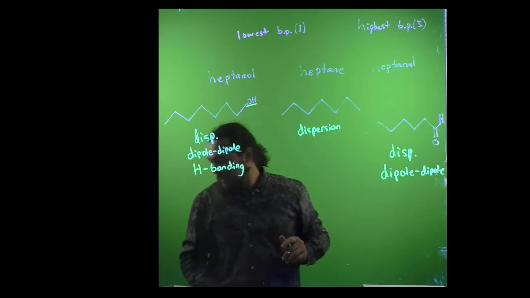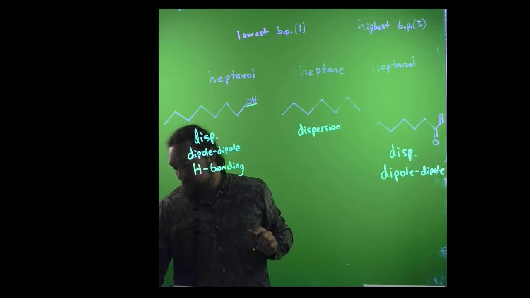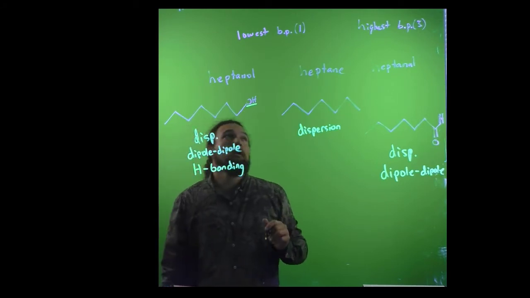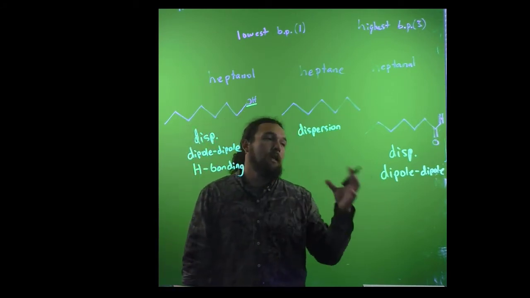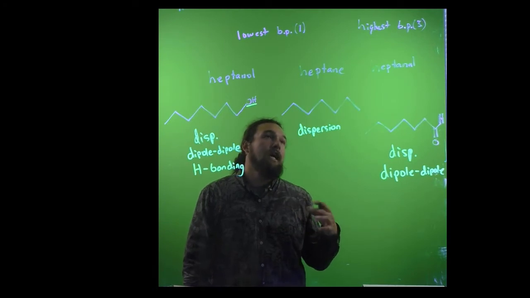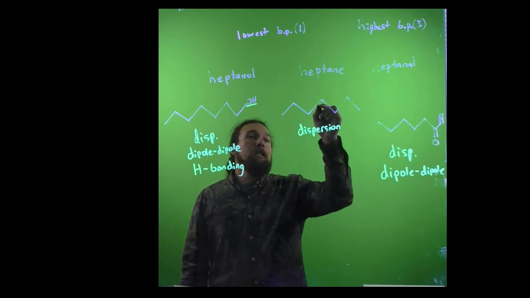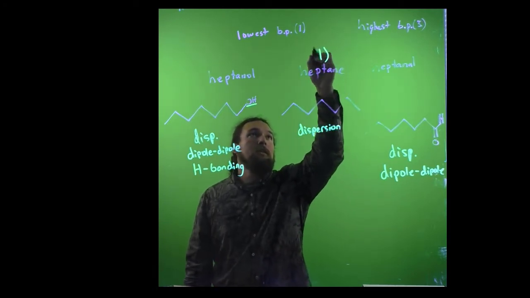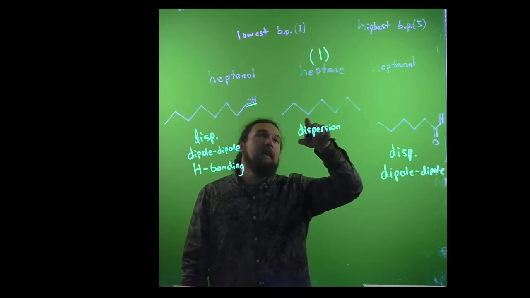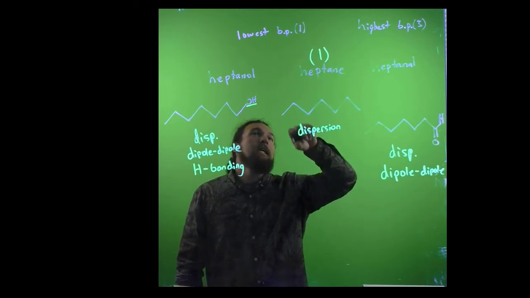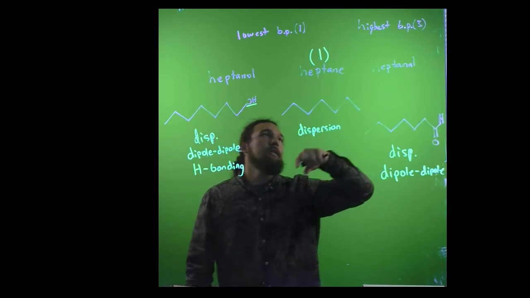The thing to realize is the question asks, rank the following in order of lowest boiling point to highest boiling point. So the more intermolecular forces you have, the higher your boiling point. So this one should be the lowest because it has the least, and the fact is it even has a lower boiling point. Even if it was octane, it would still be the lowest.